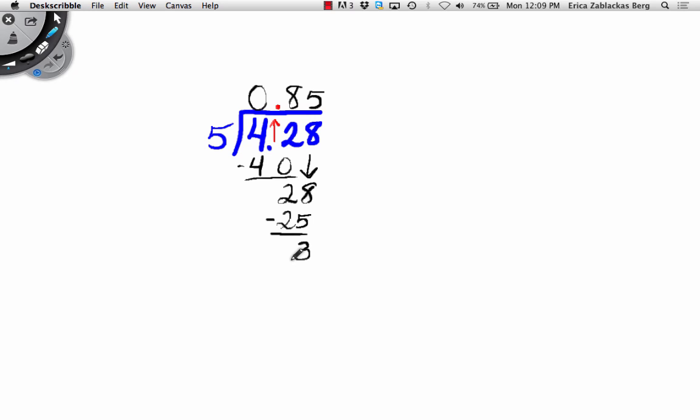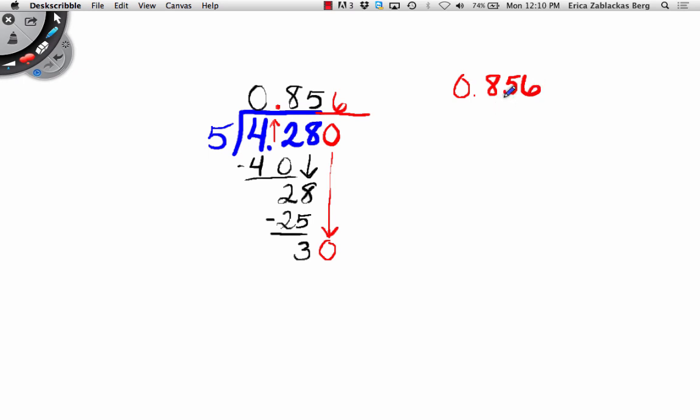But since we're working with decimals, we can't have a remainder, so what we do is we go up to the dividend and we add a 0. So we're going to extend our line and add a 0 so that we have another number to bring down for the 3 to be with. Now we see how many times 5 can go into 30, and the answer is 6. So our quotient for this problem is 856 thousandths.